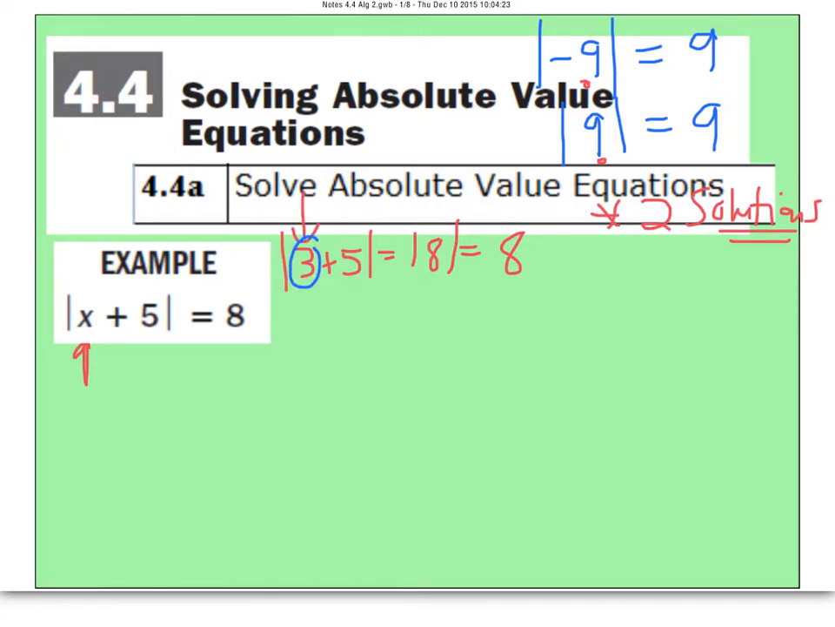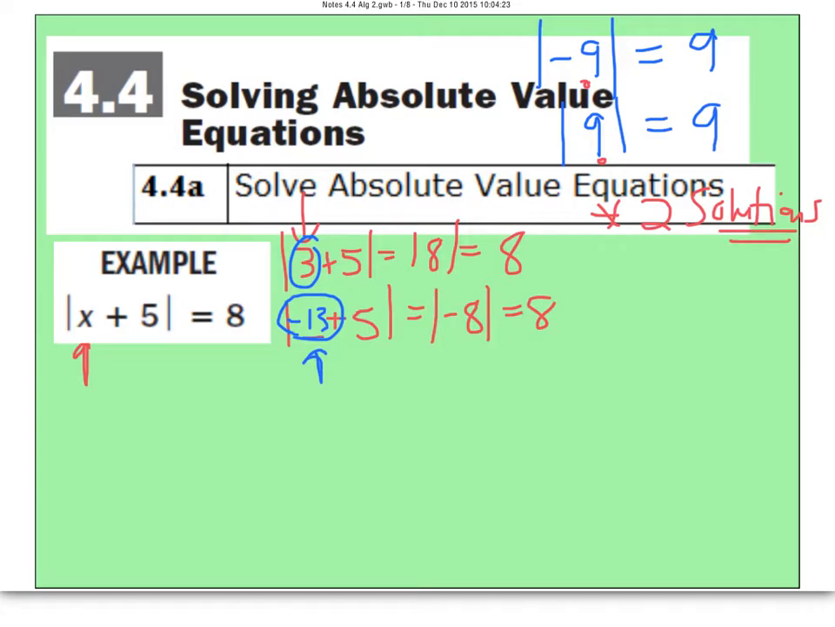But there is another number I can put in here such that I would get a -8, because the absolute value of -8 would be 8. What number can work here? Well, you either have to think through it or you have to realize it's going to be -13. And that'll give me the other answer. So there's two answers to this absolute value equation.